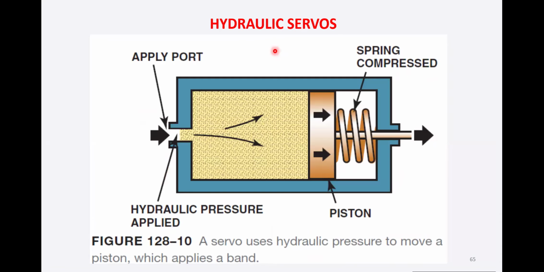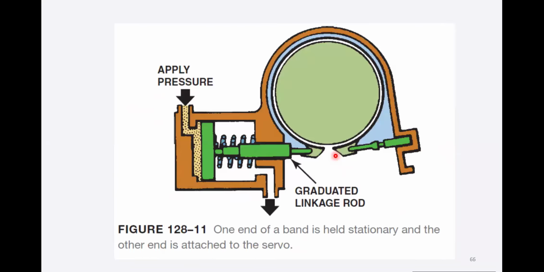Now, hydraulic servo, another component of this. Hydraulic pressure is applied here. This is the applying port. Hydraulic pressure is building up, and then it is compressing the spring and the piston, and the pressure is going out from this. A servo uses hydraulic pressure to move a piston, which applies a band. So basically in this servo mechanism, pressure is applied to the bands which hold the drum in the automatic transmission system.